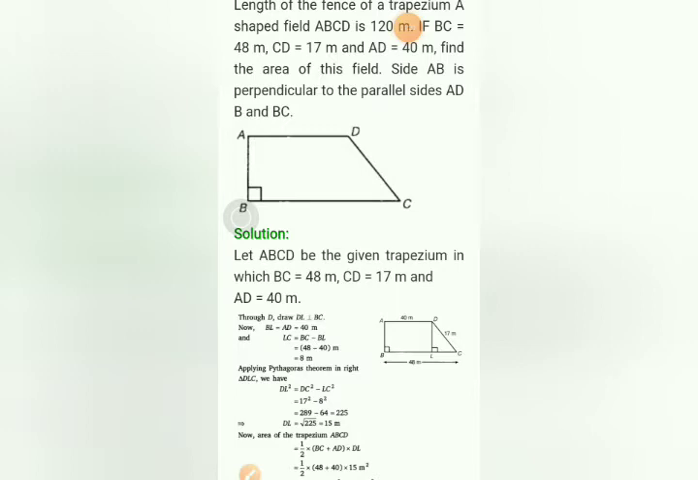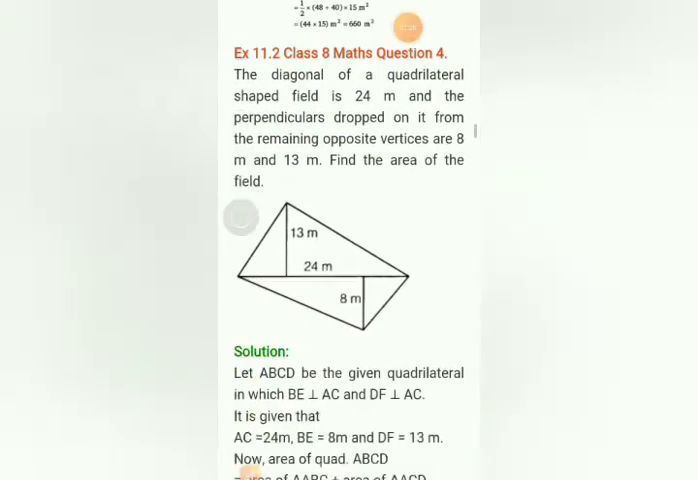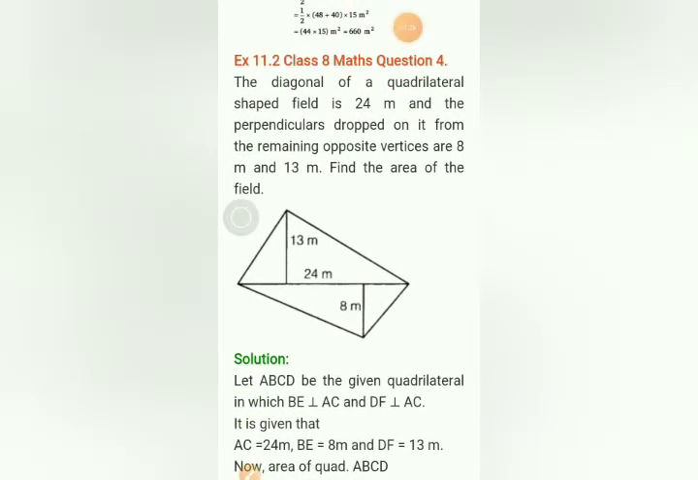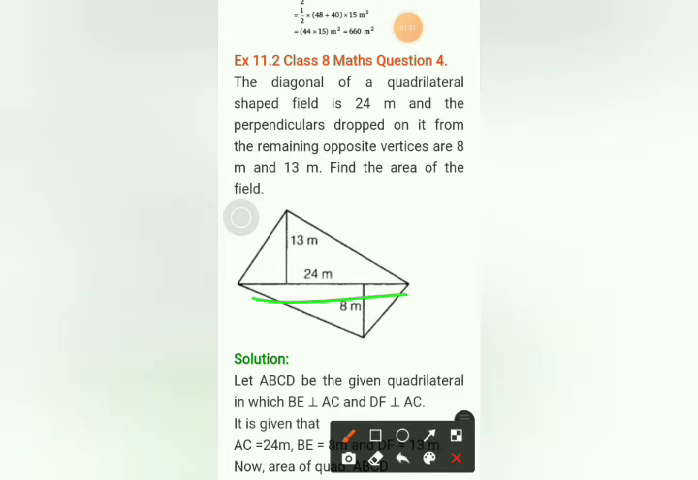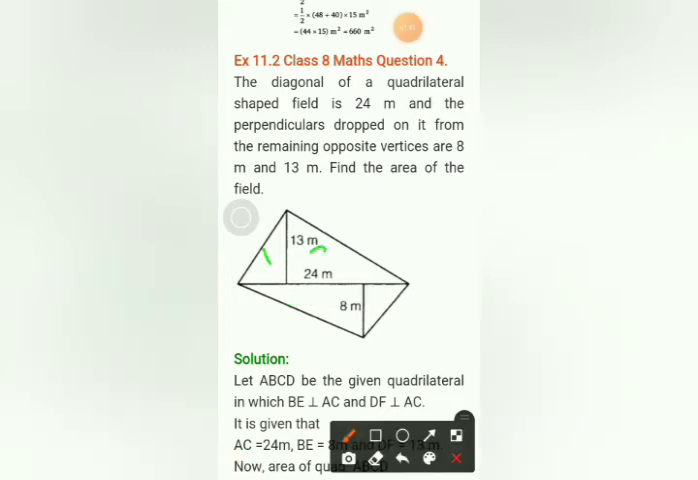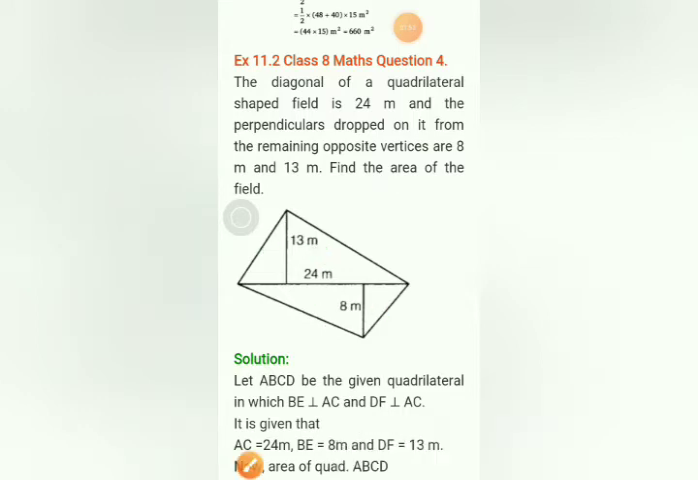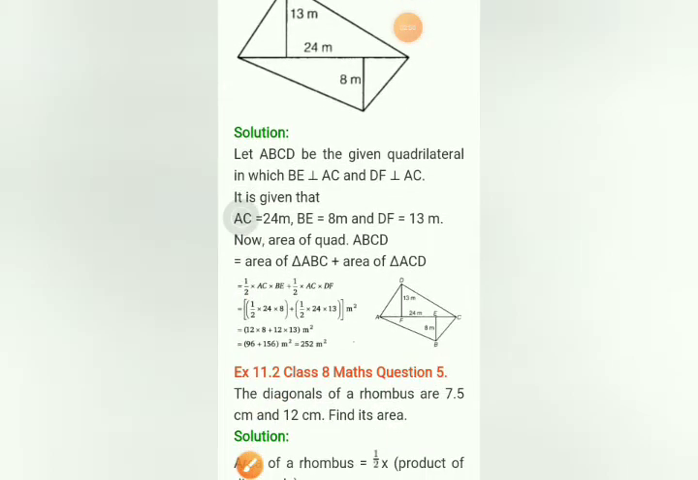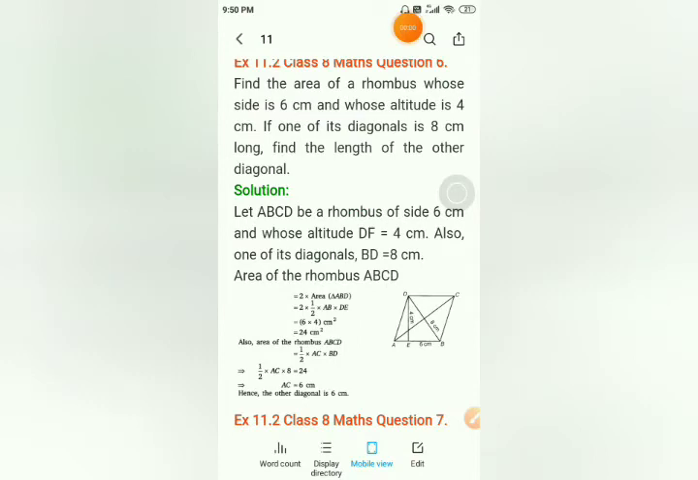Now let's see how to solve sum number 4. It says that the diagonal of a quadrilateral shaped field is 24 meters. This diagonal they have given as 24 meters, and we have to find out the area. So clearly it is divided into triangles. We have to add the area of all the triangles: triangle number 1, triangle number 2, triangle number 3, triangle number 4. That will be the area of the quadrilateral.